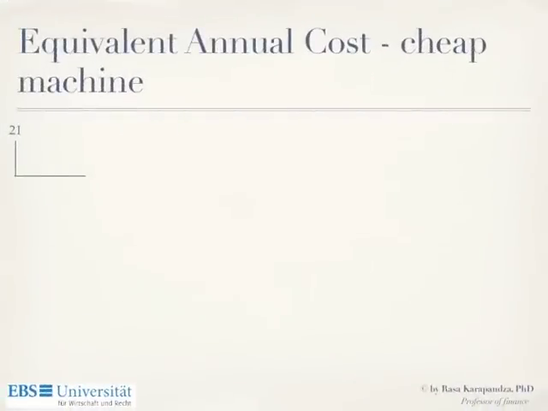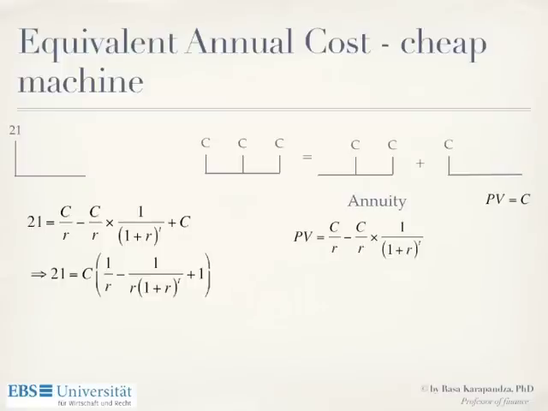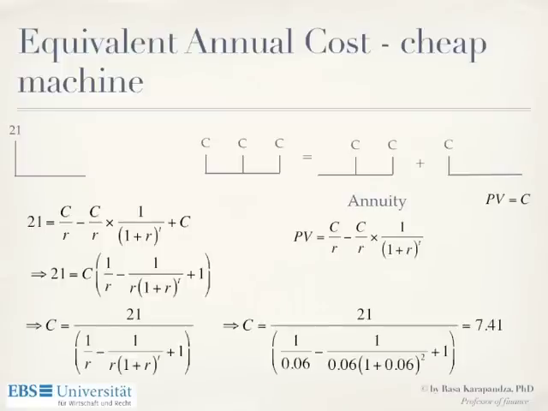Again, the same thing. This cash flow stream, so 21 today, has to generate 21 today. So this cash flow stream on the left-hand side has to be equal to this annuity plus C dollars today. So the present value of the annuity is given by this equation. The present value of C dollars today is C dollars today. So we just say 21 is equal to this thing. But now T is not 3 anymore, but 2, because this annuity stops paying in year 2. The last payment is in year 2. So we solve this equation, and we get 7.41.